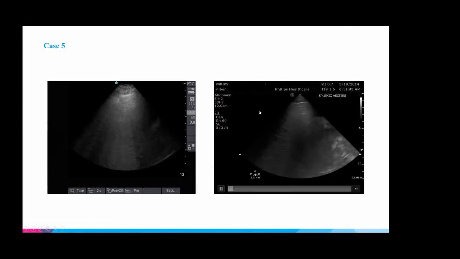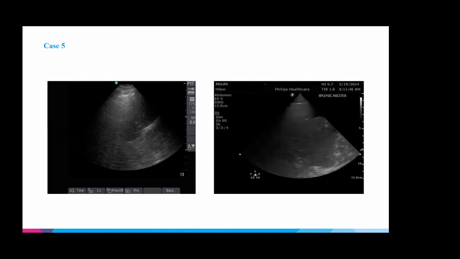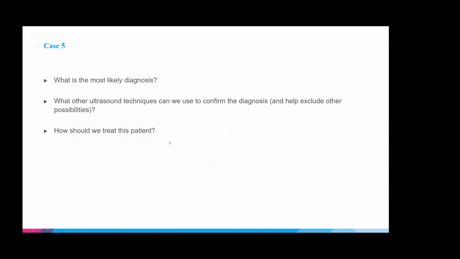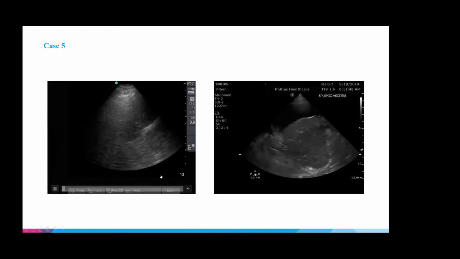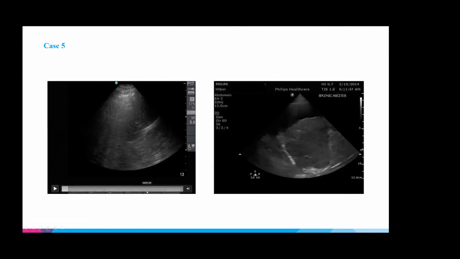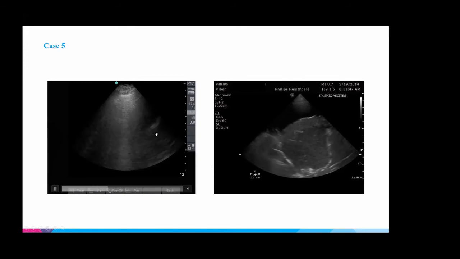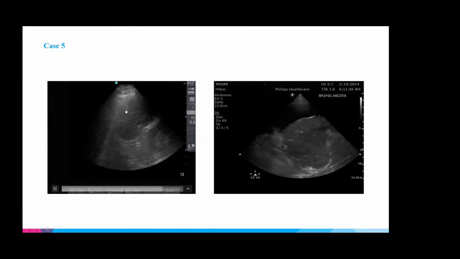What do we see here? What do we think? Yeah, B lines throughout, right? So I'm trying to show the curtain sign here, right? So this is on the right, this is the liver and the kidney. And then you have, with the curtain sign, B lines coming in, right, diffusely.